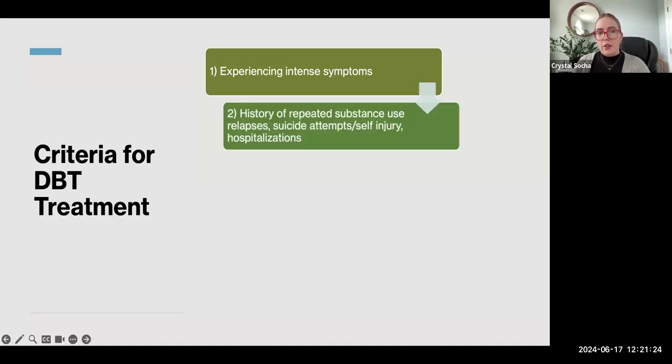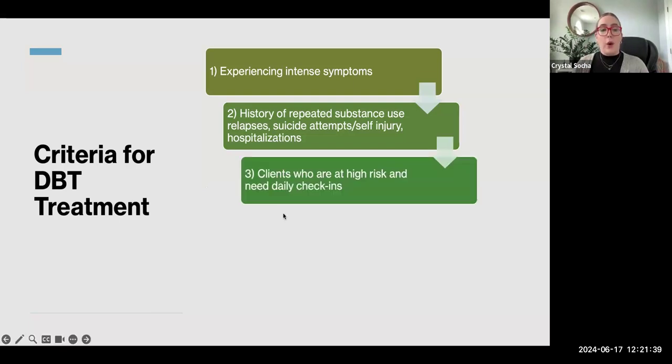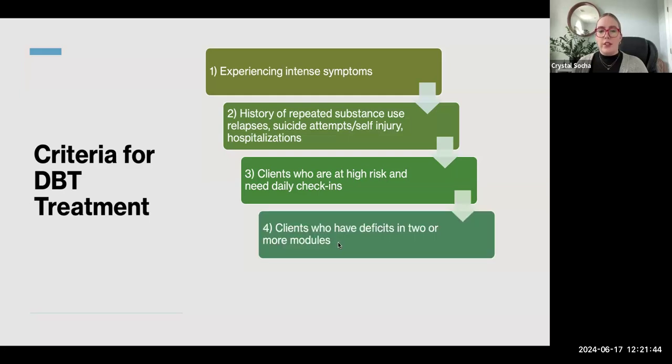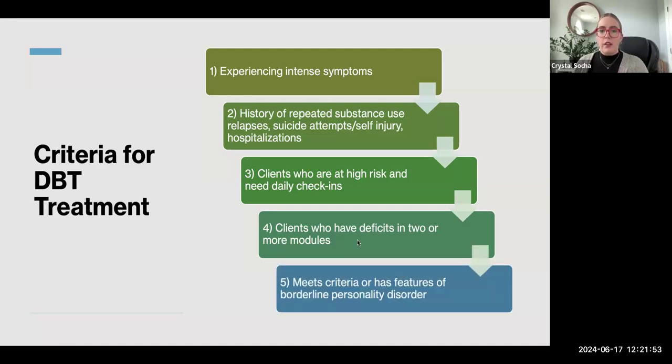People who also access DBT-specific treatment are individuals with a history of repeated substance use, relapses, suicide attempts, self-injurious behavior, hospitalizations. These individuals may be at high risk and require daily check-ins. These individuals may also have deficits in 2 or more modules, and we'll go through each of these modules, including specifically today, mindfulness. This person may also meet or has features of borderline personality disorder.